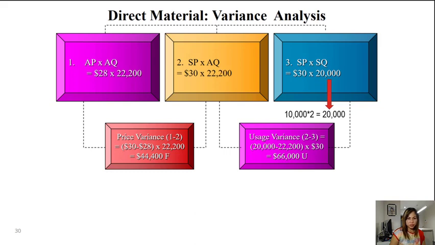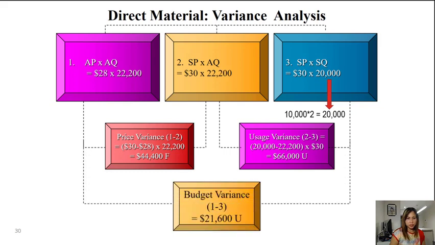If you sum this up, 44,400 favorable plus 66,000 unfavorable, the difference will be 21,600. It is unfavorable, because the unfavorable value is greater than the price variance that is favorable. So this is how you do variance analysis using this column approach.